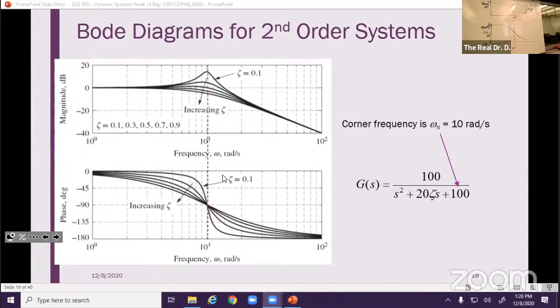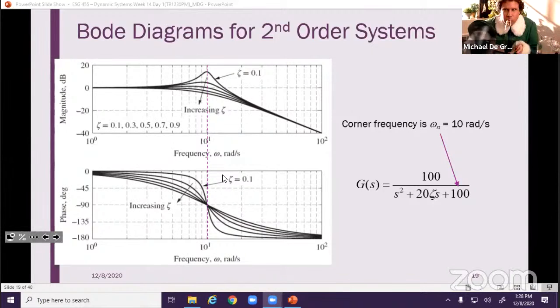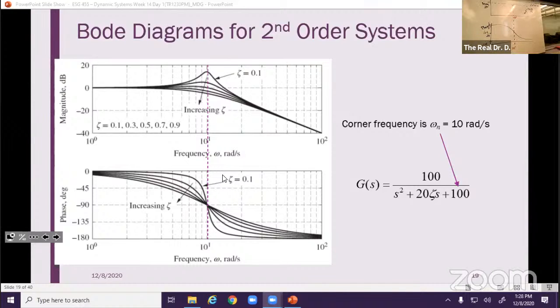So as zeta increases, what does zeta of 0 mean? Zeta of 0 means that there's no damping whatsoever. Larger amounts of zeta mean that there's more damping. More damping means that you have more attenuation, which means that it's harder for it to oscillate, which is what this is showing us. It's showing us that with more damping, we will drive to attenuation quicker, right?